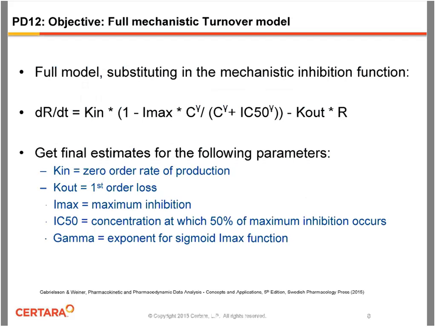So when we get the full model, substituting in the mechanistic inhibition function, we have the change in response versus time equals Kin times the inhibitory function minus K out, which is the first order loss, times the response. And the aim is to get final estimates for the following parameters, where our Kin is zero order rate of production, K out first order loss, Imax is the maximum inhibition, IC50, the concentration at which 50% of Imax occurs, and then gamma is an exponent that allows one to fit a sigmoid Imax function.